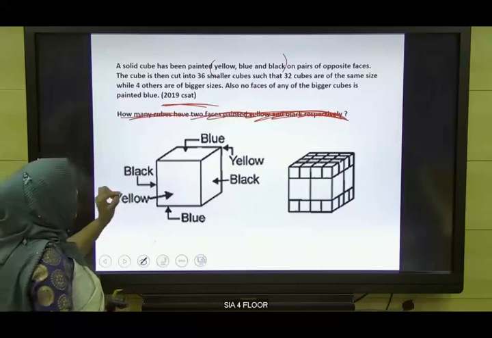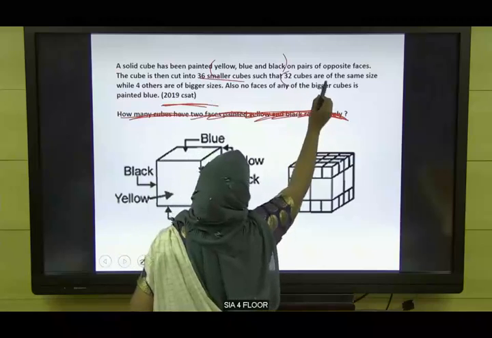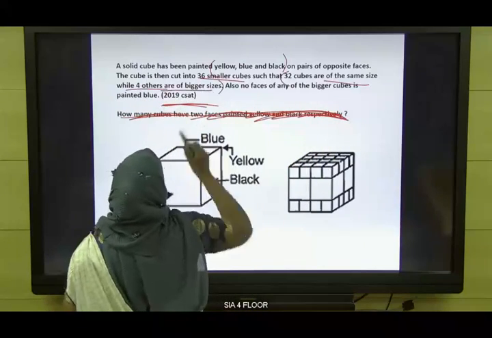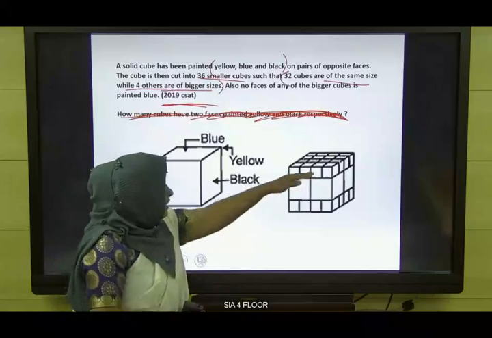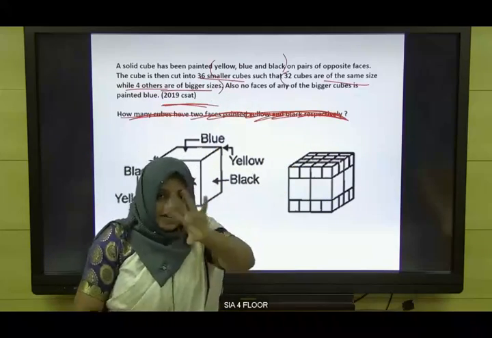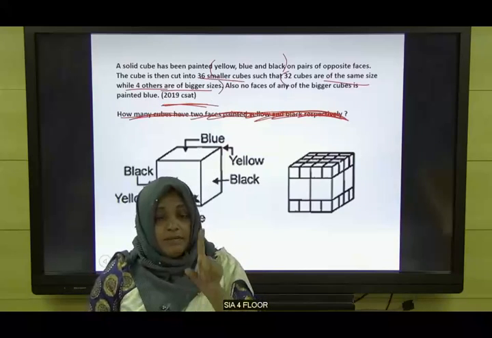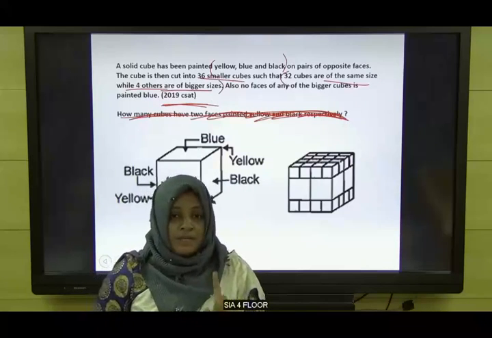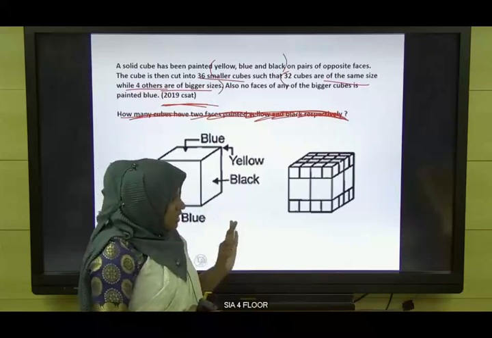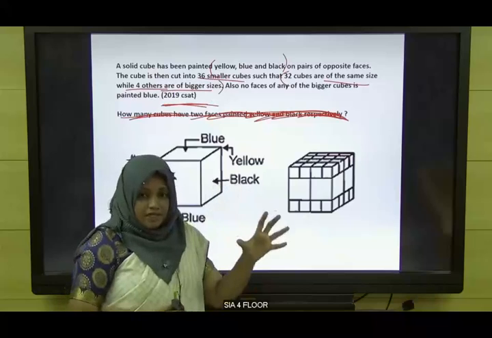Then it is cut into 36 smaller cubes, where 32 are smaller or the same size and 4 are bigger. So I'll make the division like this. How to think about finding the cube, that I'll tell you later. But I just want to explain this question to you. So there should be 36 cubes: 32 should be equal size and 4 should be bigger.